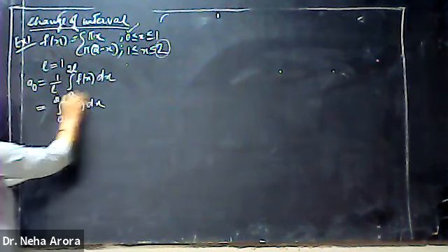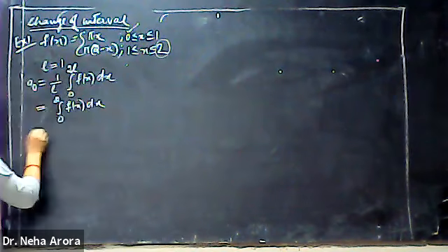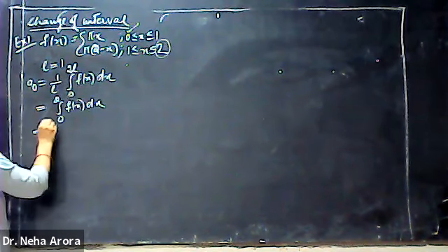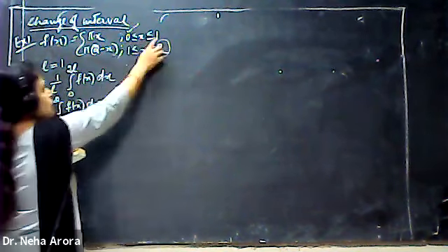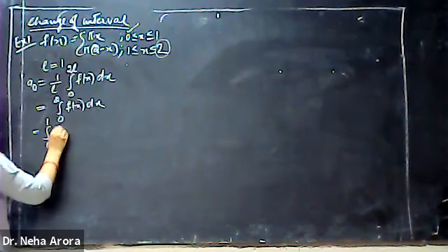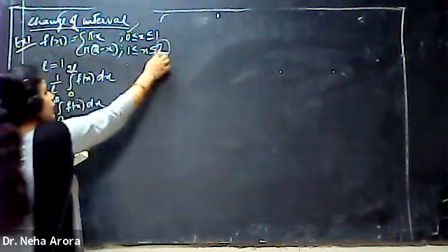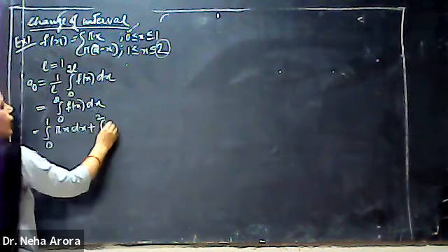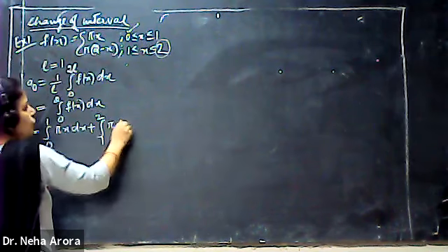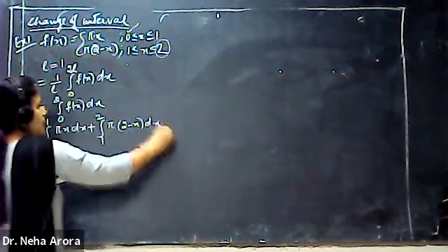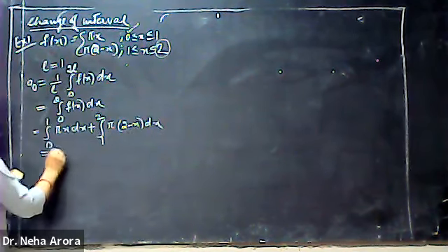Now 0 to 2 is divided into two parts since we are given a discontinuous function. So how will we break it? The first limit is from 0 to 1 and the value of the function is pi x with respect to x. And the second range is from 1 to 2 and the value of the function is pi into 2 minus x dx. Now let's integrate. Pi will remain the same.